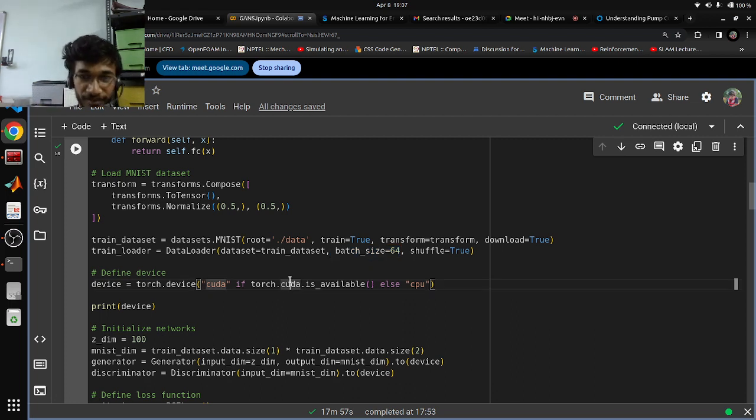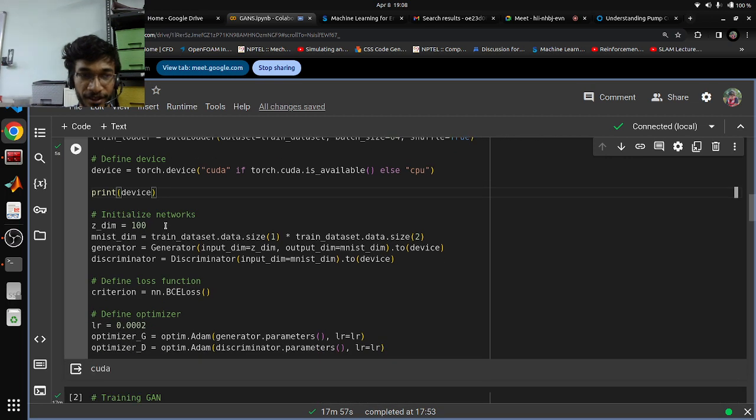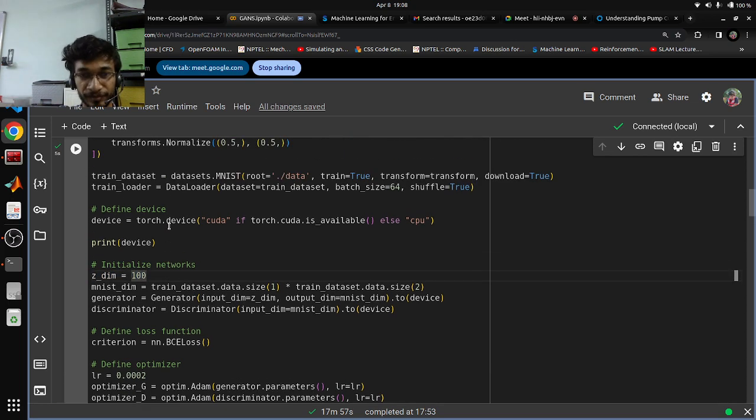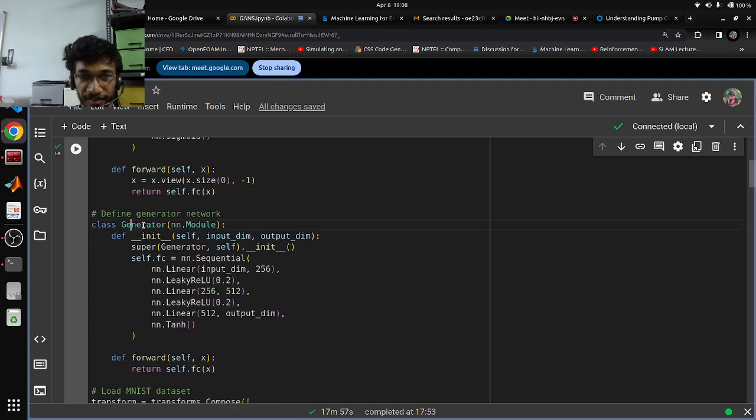So basically I was trying to tell the implication of a batch size. Then what we do here is we are checking if our device has GPU access. If it does, let's use it. And this z dimension is actually the dimension of the noise vector which I am sampling, which is the input to my generator. Okay.